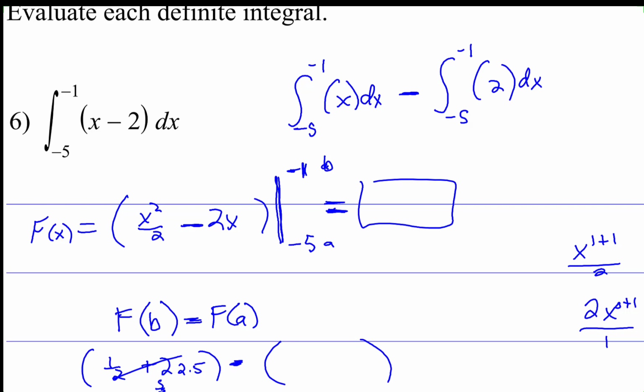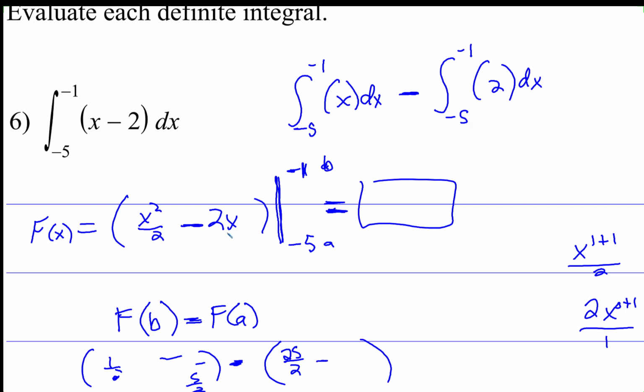All right, now we're going to plug negative 5 into the function. Well, negative 5 squared is 25, so that's 25 halves. So yeah, let's leave this as 5 halves. All right, so that's 25 halves.